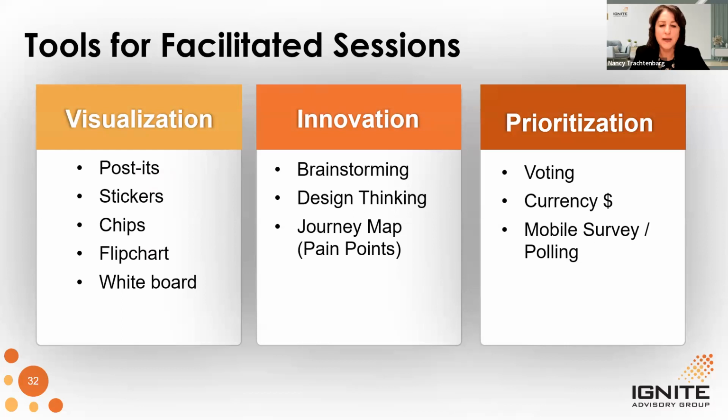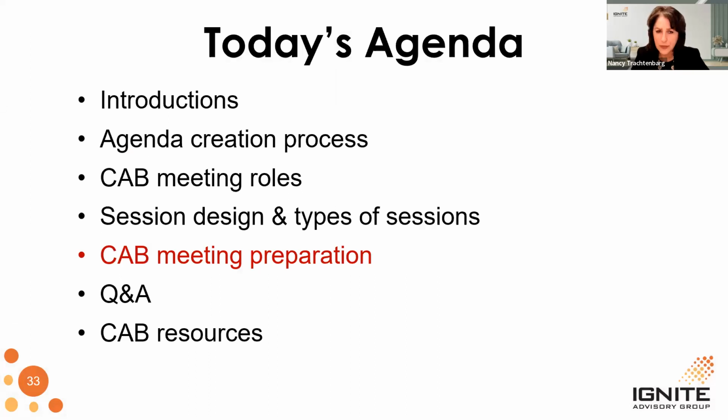This is just a few ideas about some of the things that are needed for visualization: Post-its, chips, stickers, flip charts, whiteboards, etc. For an innovation session, you might do some brainstorming, design thinking, prioritization. You might do some sticky dots, currency stickers. And then, of course, if it's a virtual meeting, there are many different platforms for doing mobile surveys where you can see the results in real time and then have a discussion about the results that come back.